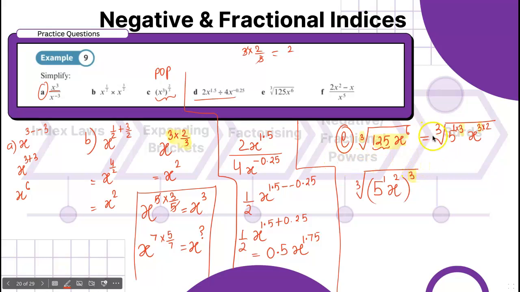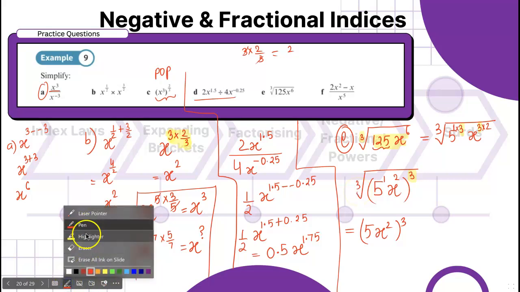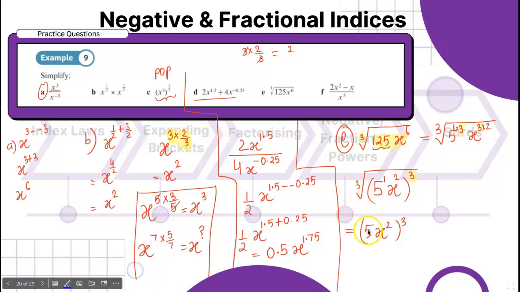You can comment if you're not understanding. I'll try sorting it out, making it more settled, more easy. So 5x squared whole cubed. Now we are ready to write the outside indices in the form of fractional indices.